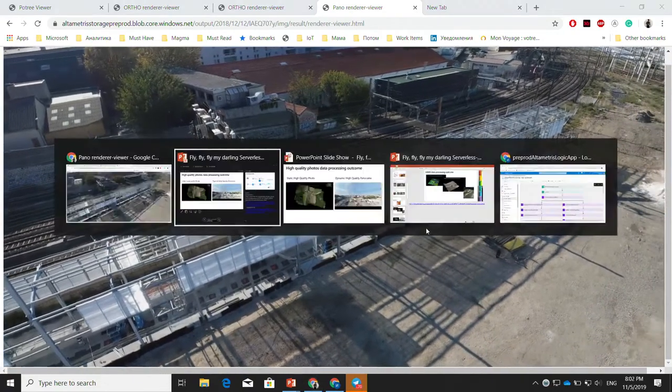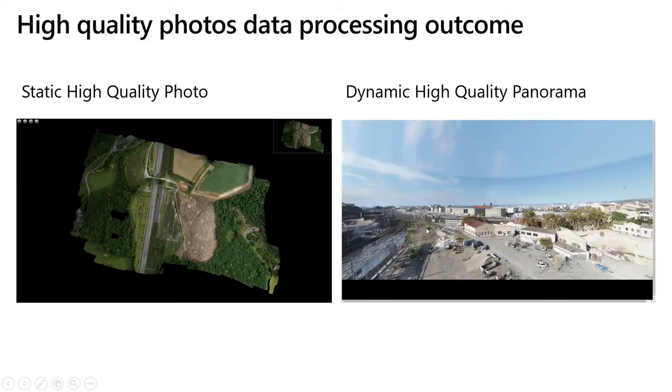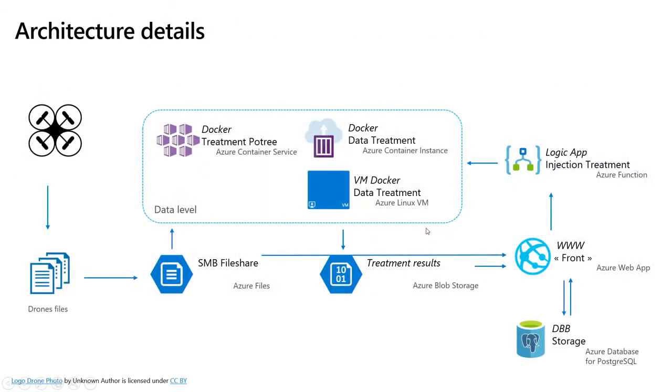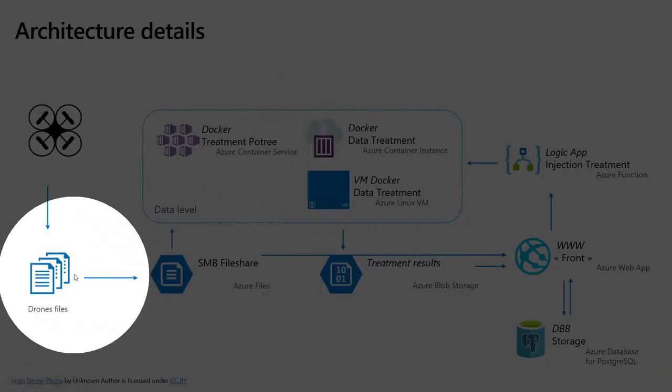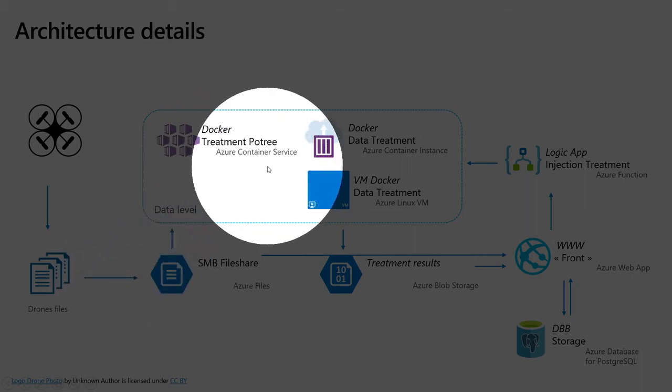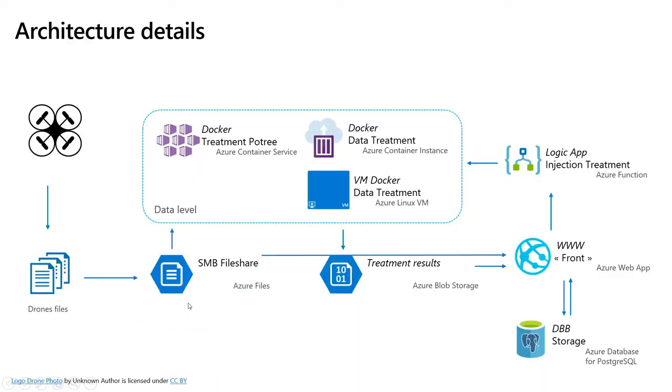Okay, let's see how it looks in the real one. From the architecture perspective, we have the drone, and this drone arrives and uploads its files to the Azure file share, an SMB file share. It's available as a network drive for the drones, and it uploads all of this data.